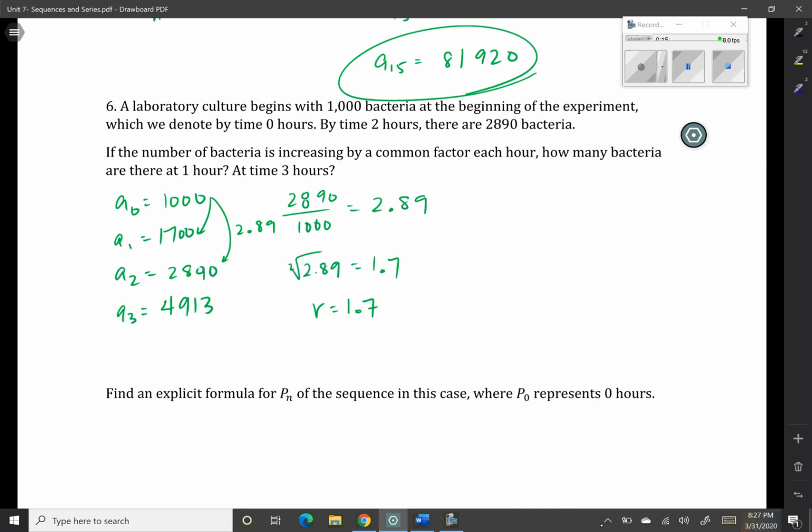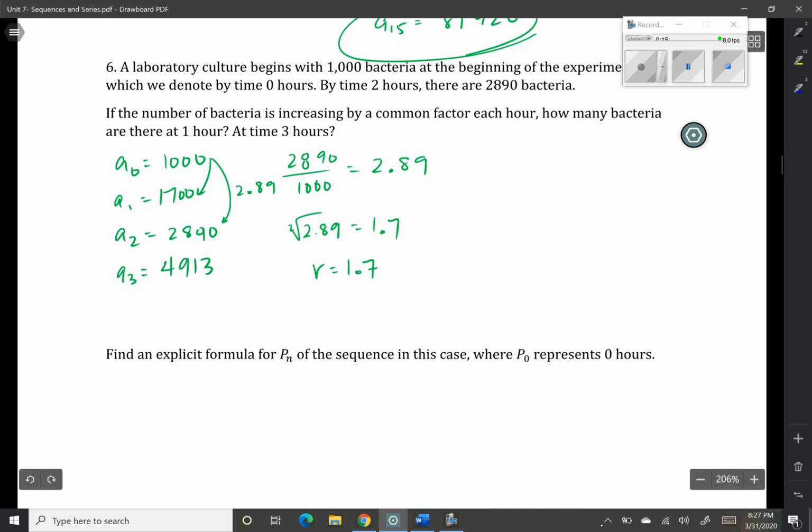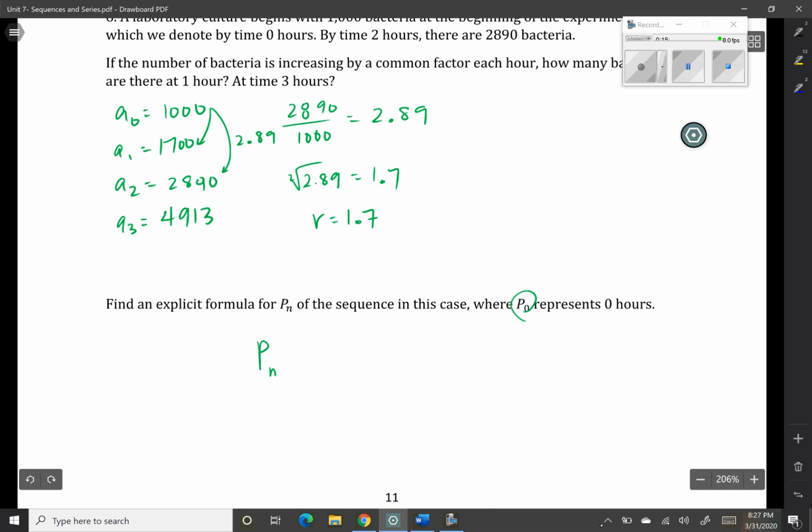It then says find the explicit formula for P sub n, where P sub 0 represents 0 hours. This is different. Because they're using 0 as the first number, the exponent of the explicit formula's got to change. So when we write the explicit formula here for P sub n, we're still going to start with, well, what do we start with? 1,000. We're still going to say the common ratio, but now we're just going to put an exponent of n. If we put n minus 1, when you plug in 0, you're going to get a negative value for the exponent. I can't have that, right?